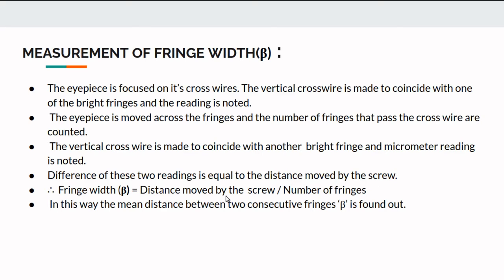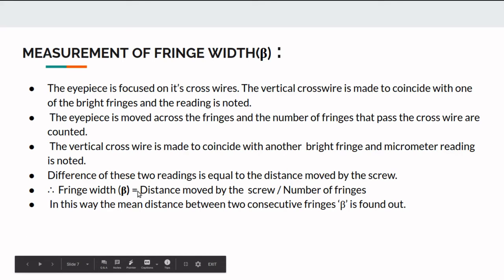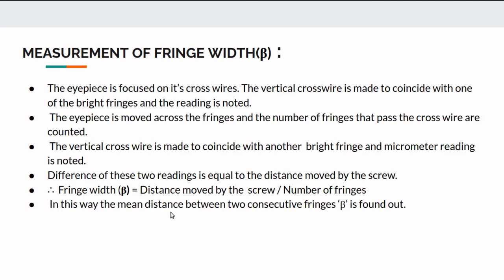We have already calculated the distance moved by the screw from the difference between the two readings, and the number of fringes is counted by viewing the fringes through the micrometer. Then fringe width is calculated. In this way, the mean distance between two consecutive bright fringes is found, which is nothing but fringe width. This is the procedure for the determination of fringe width in the biprism experiment.